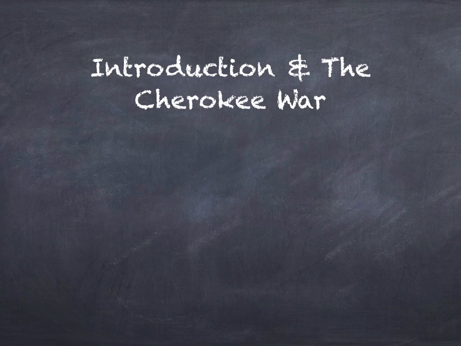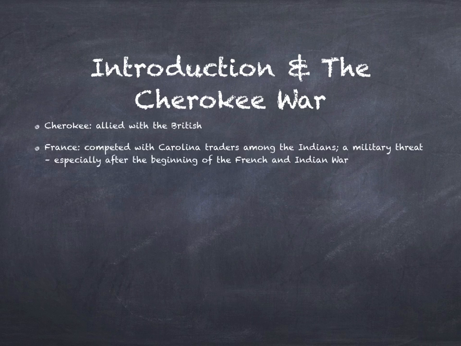The Cherokee in western South Carolina and beyond will ally themselves with the British because the British will promise to protect them from their enemy, the Creek Indian Nation. So France is competing with Carolina traders among the Indians, and they are a military threat, especially after the beginning of the French and Indian War in 1754.